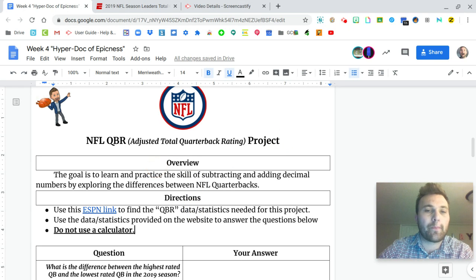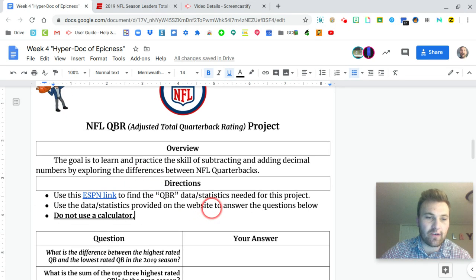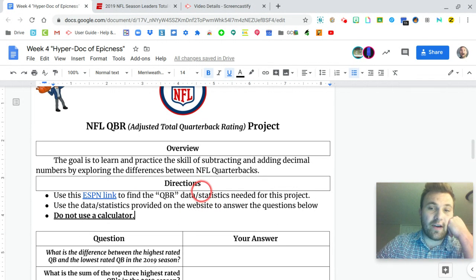The idea is that statisticians rate quarterbacks differently, so there are definitely differences between quarterbacks. I have linked an ESPN website that kept track of this for the 2019 season, and then I've got a number of questions down here that will require some addition and subtraction, or both, in order to find the answer.